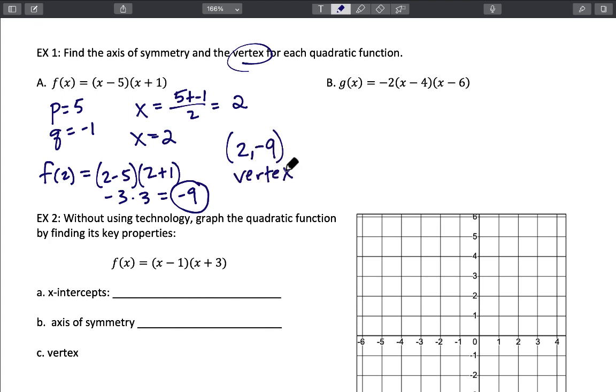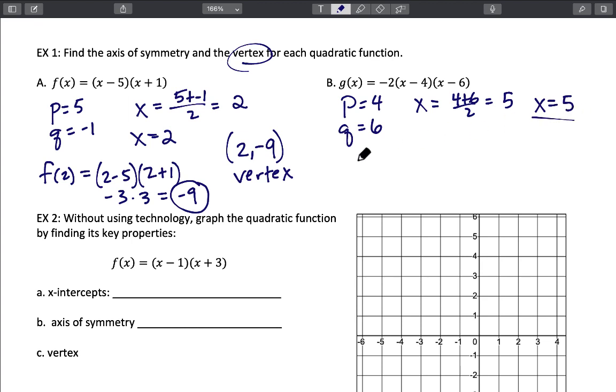All right, let's do example B together now. We're going to start off by finding our p value. Our p value here is 4. Our q value here is 6. And therefore our axis of symmetry is going to be the sum of p and q divided by 2. That's 10 over 2, and that's 5. So our axis of symmetry is the vertical line x equals 5.